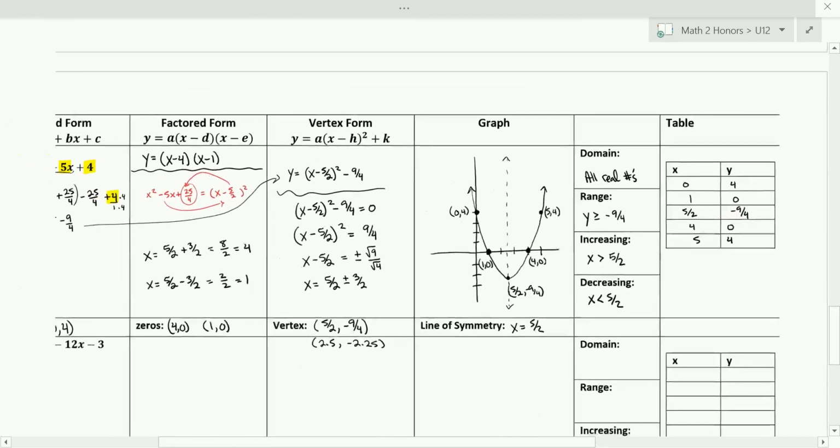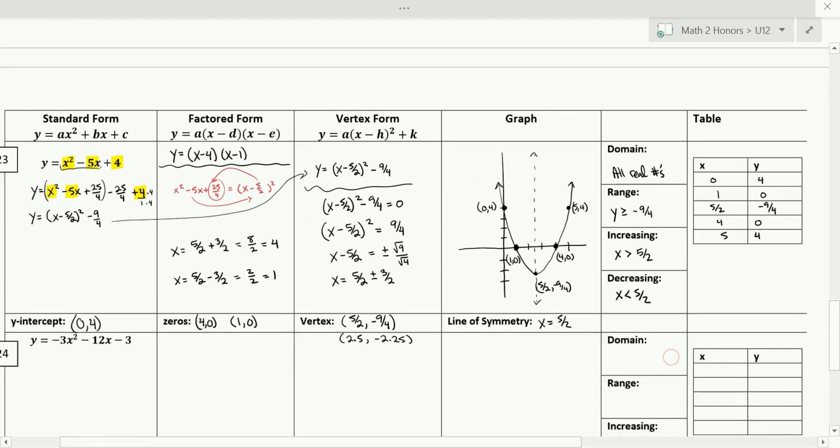We're a little quicker that time than the first time. But we went through those steps. Again, we went from standard to vertex and used the vertex form to help us find our zeros. How are we doing? Any questions?